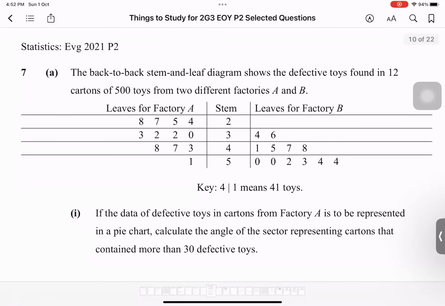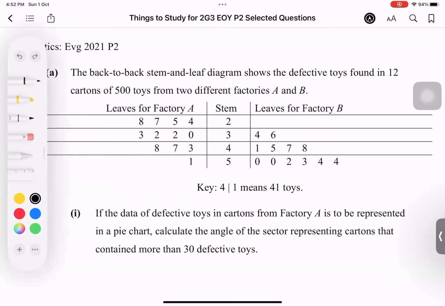So this is a back-to-back stem and leaf diagram. Always make sure you read your key. So this is 4|1, which means 41 toys. But if I read the other number, this one will be 51. So we start from the stem out to the number.